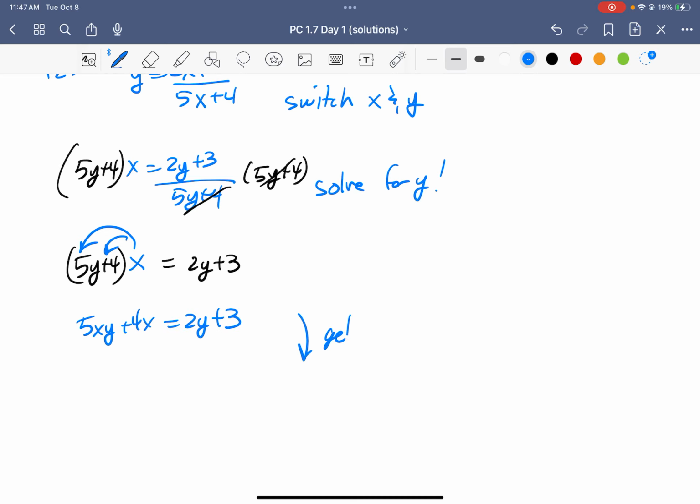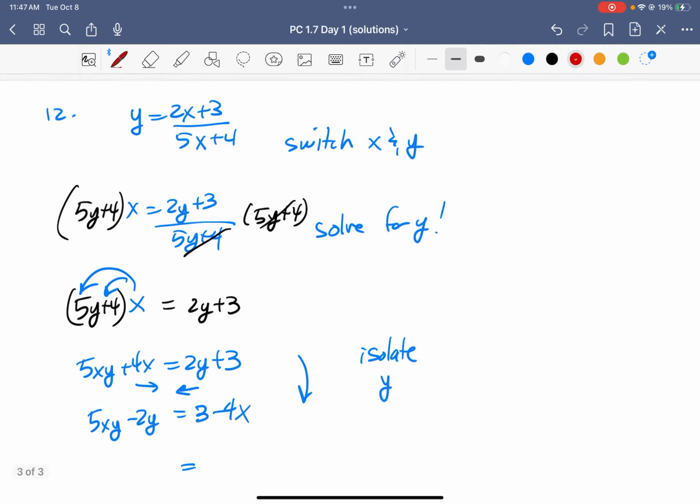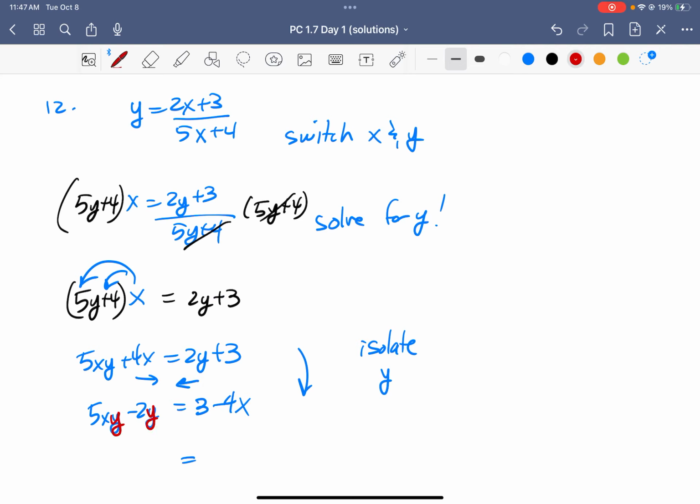So now we get y alone. Or, actually, a math way to say it would be that you isolate y by itself. So, over here we would have 5xy minus 2y, because we move this that way. And then we take 4x and move it this way, and I would have 3 minus 4x. Well, then notice there's a y living in both of these terms. If I factor it out, I'm left with 5x minus 2.